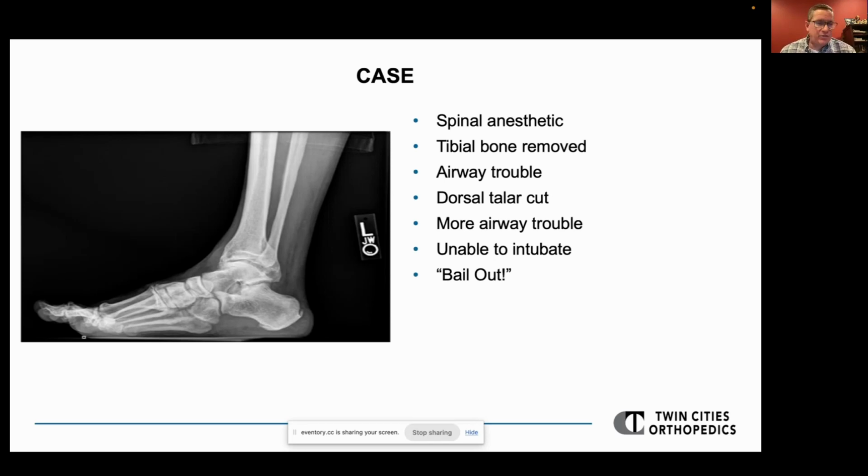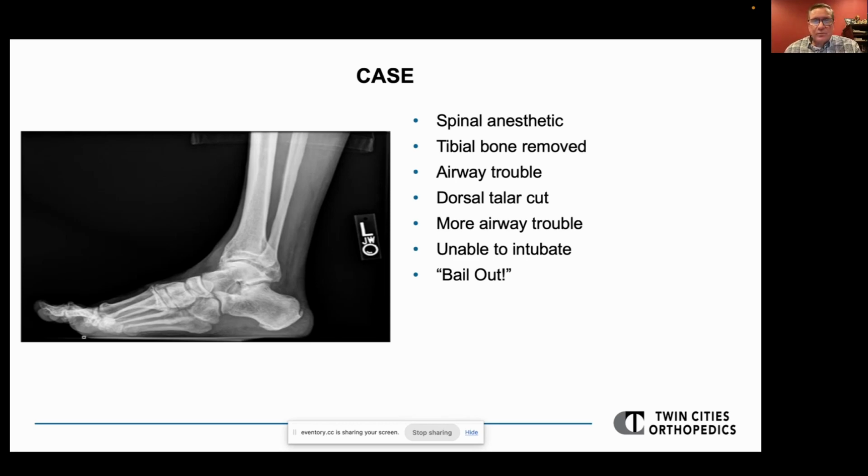He's having some airway trouble. The anesthesia doctor can't get the tube in him because he's having all these airway problems. They can't get him intubated. It's never a good sign when the anesthesiologist asks you, how much longer is this going to last? And basically they said, we've got to get out of here. We can't get an airway in this guy, and we've got to wake him up and get him out of here. So they told me, you've got to bail out.